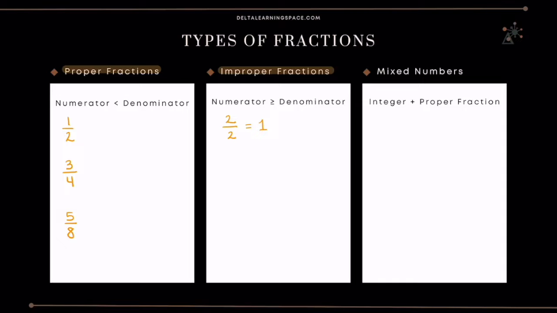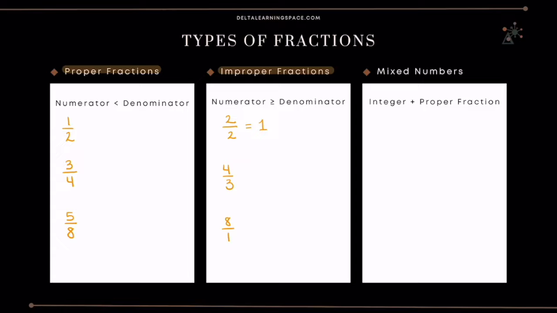Another example of an improper fraction would be 4/3. Our numerator 4 is greater than our denominator 3. And our last example will be 8/1, where our numerator 8 is greater than our denominator 1. Improper fractions will equal 1 or greater.